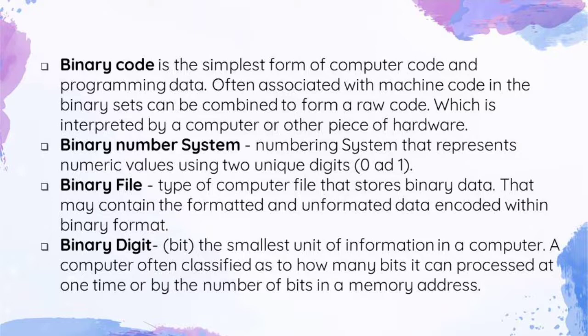So binary code is the simplest form for computer code and programming data, often associated with machine code. Binary sets can be combined as well to form a raw code, which is interpreted by a computer and other pieces of hardware. Binary numbering or binary number system.